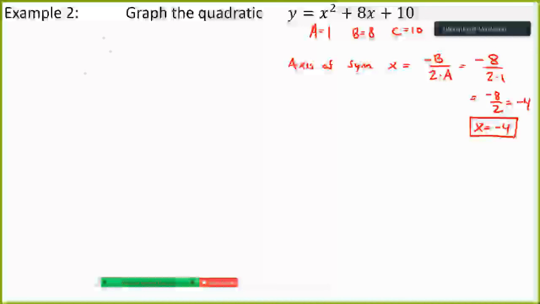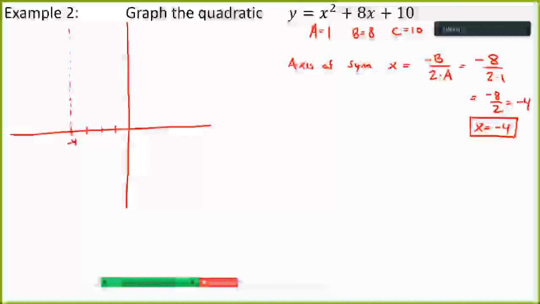So let's start our picture over here on the left. -4 this time. 1, 2, 3, 4. So somewhere along this vertical space is where my vertex lives. To find where, we've got to plug -4 into the equation. So let's do that.